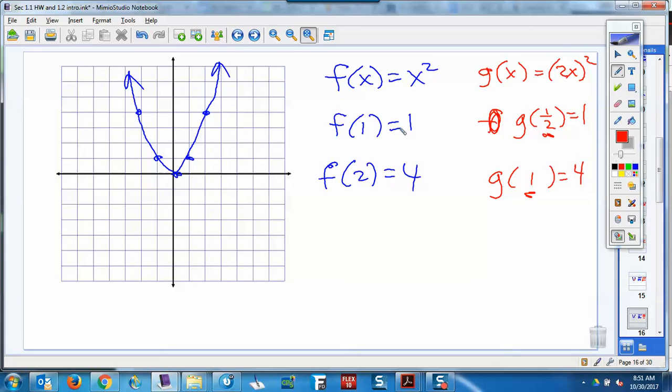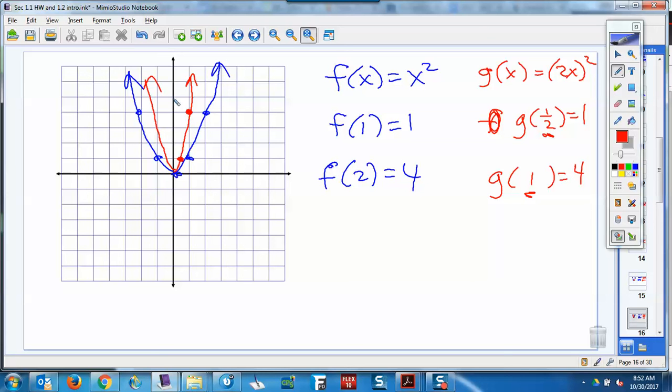So what did it do to those inputs? Compressed them, right? In other words, this point here, f of 1 is 1. In the new graph, that point's right there. This point here, f of 2 is 4. That point is now right there. g of 1 is 4 on this graph. So this graph is compressed. And so then, of course, there would be these mirror points over here.